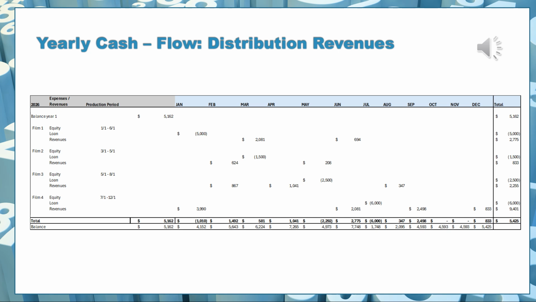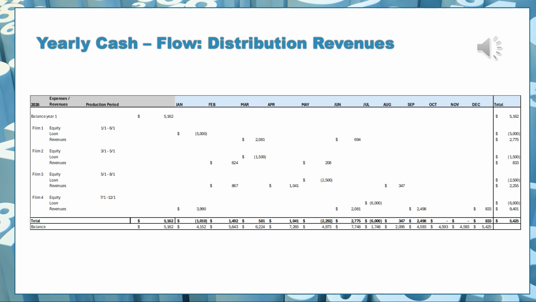In May, I have to pay again a large loan, and so I have a negative there of 2,292,000, but my balance can carry this, leaving me with 4,973,000 in the bank. In June, I get 2 more revenues coming in for film 1 and film 4. So we're making 2,775,000 in June, which elevates my balance in June then to 7,748,000. In July, I have to pay a large loan back of 6 million.